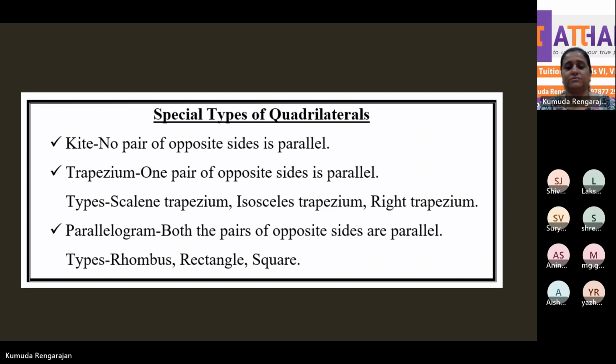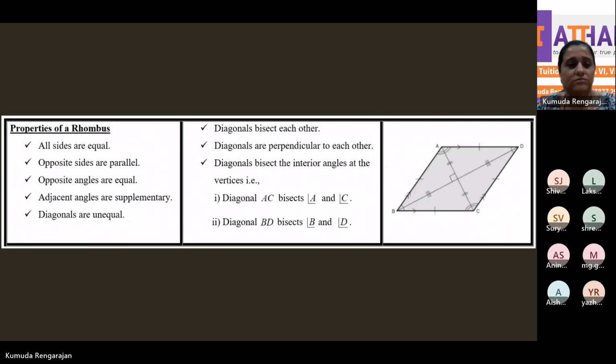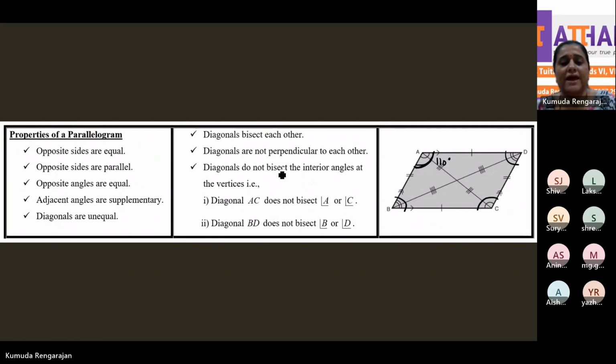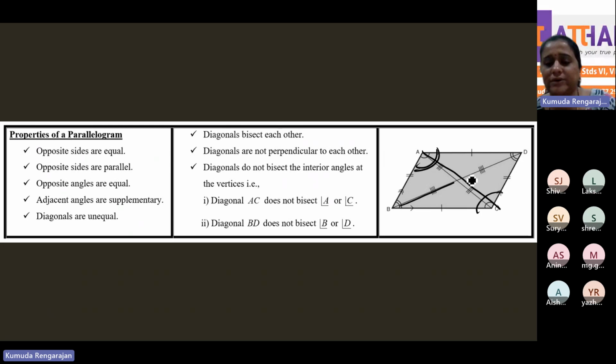The diagonals do not bisect the interior angles at the vertices. So that means the diagonal AC does not bisect angle A or C. Similarly, the diagonal BD does not bisect angle B or angle D. Bisecting is dividing into two equal angles. So these are the properties of a parallelogram.